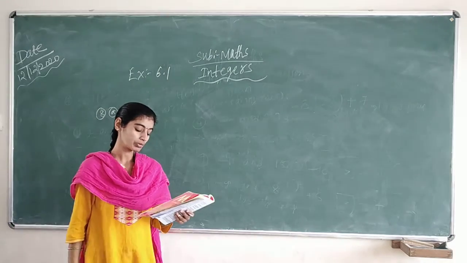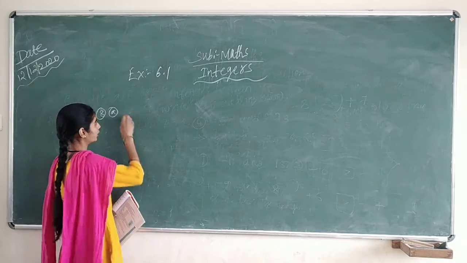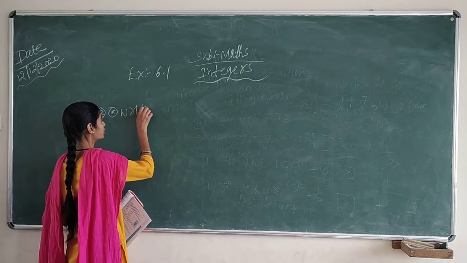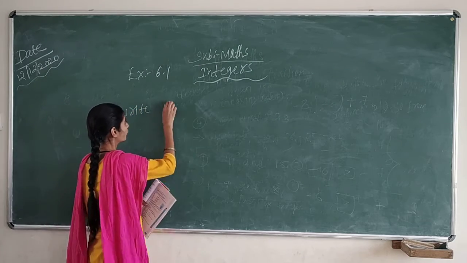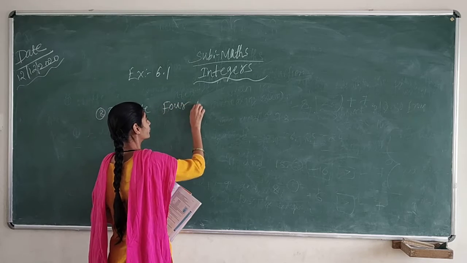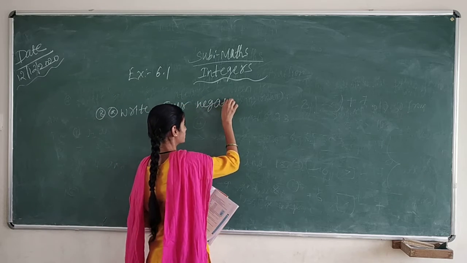Write 4 negative integers greater than minus 20. Next question: write 4 negative integers.